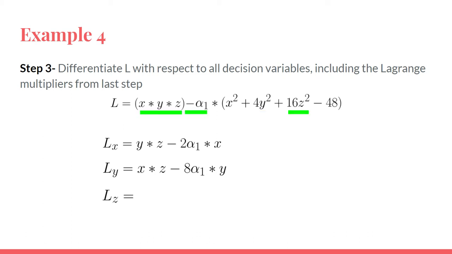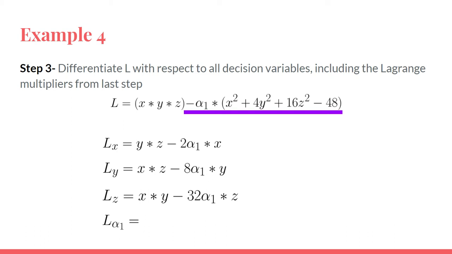We then differentiate L with respect to z. The terms inside of L that have z in them are x times y times z from the objective function and minus alpha 1 times 16z squared from the constraint. Thus, L sub z is going to be equal to x times y minus 32 alpha 1 times z.